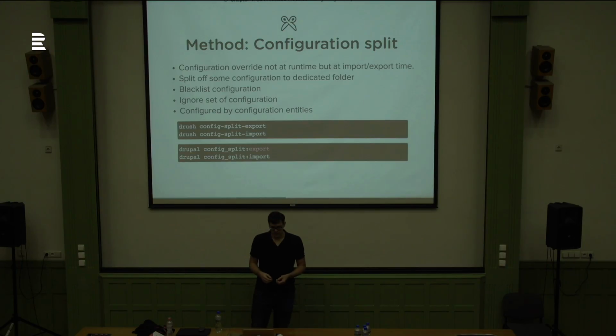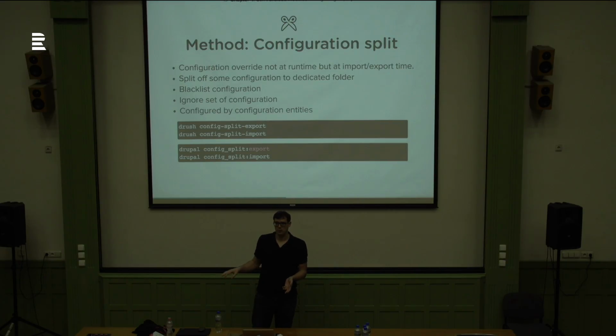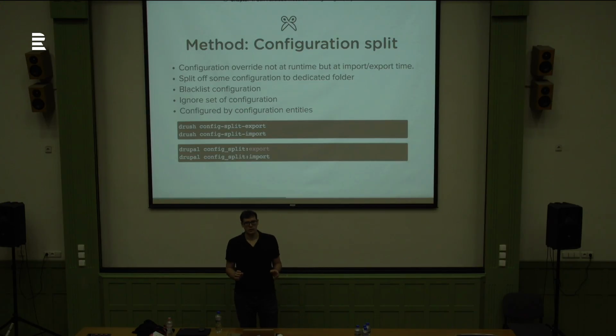So there's a configuration entity called a split. And you can specify which modules you want to split off or exclude. And you can also specify a list of configuration that you want to exclude. Or you can even use what's called a gray list for the moment. It's a kind of ignore way. So if it's there, it will stay there. If it's not there, it will not create it. And the blacklist removes it from the configuration, and it saves it in a separate directory.